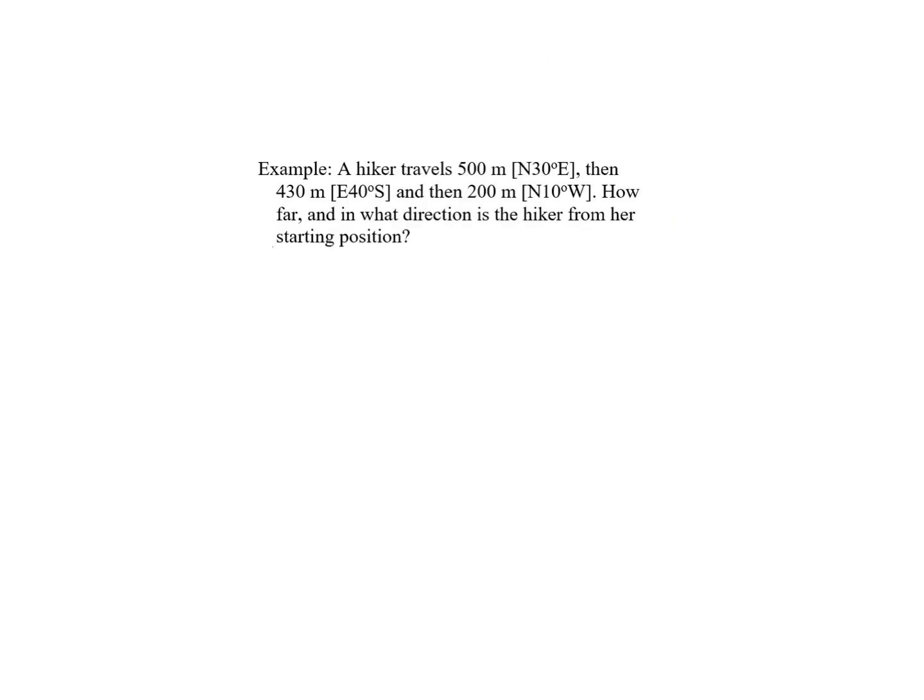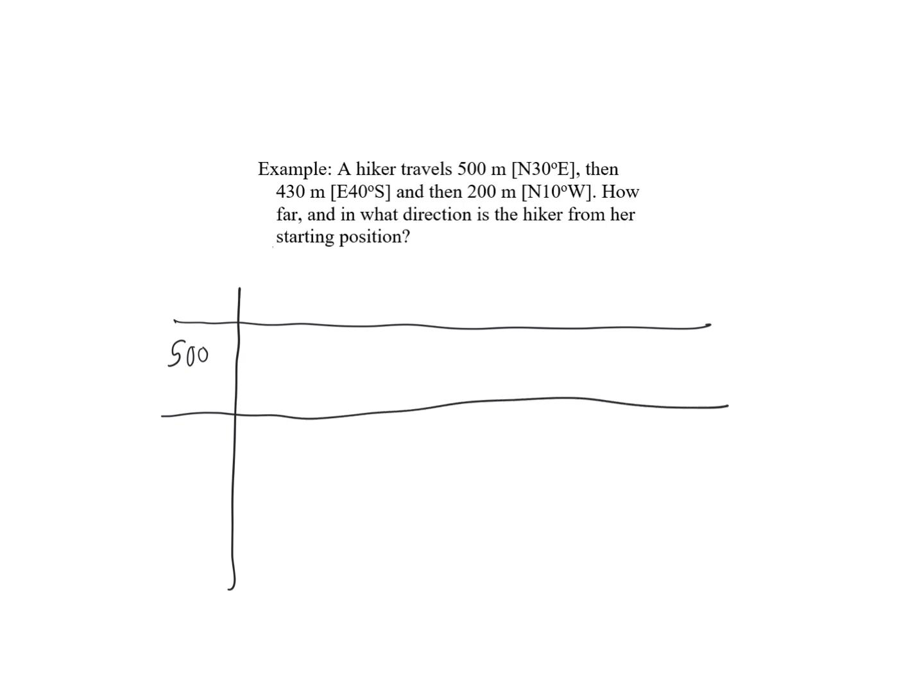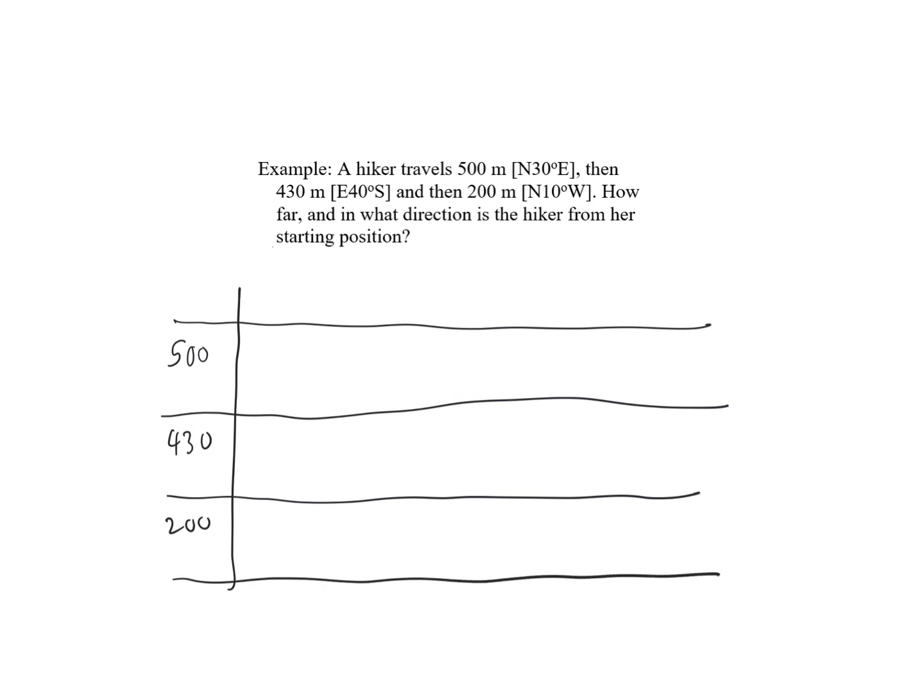Okay, here we have three vectors. We have a hiker traveling in three different directions. So again, let's use a table to organize with components. So we have the first trip is 500 meters. The second trip travels 430, and the third leg of the trip travels 200, and then we'll total that up.